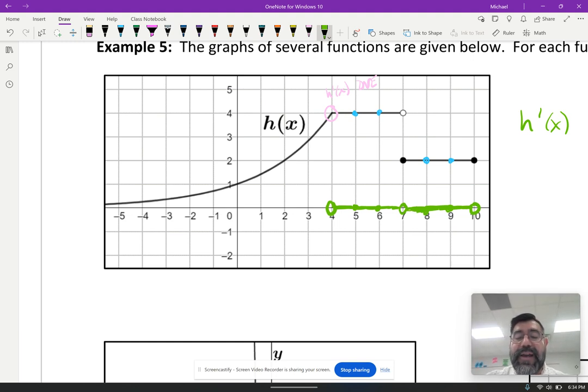So I should have a flat graph, a horizontal graph, a constant graph at 0, except at these 3 points because something weird, quote unquote, is happening. Okay, so let's go back now to x's that are less than 4.